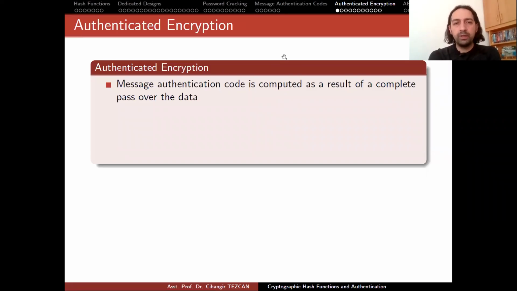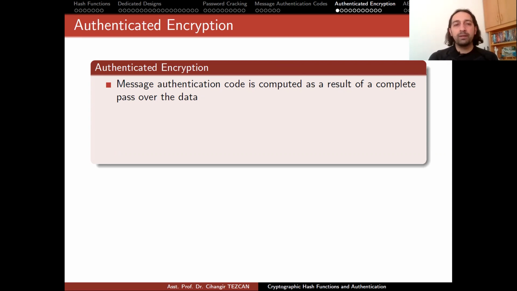So far, we have solved many important problems by using cryptography. The first thing that we solved was confidentiality. Remember that we talked about symmetric key cryptography, and by using block ciphers or stream ciphers, we provided encryption, and this solved the problem of confidentiality. And recently, we solved the problem of authentication by using message authentication codes.